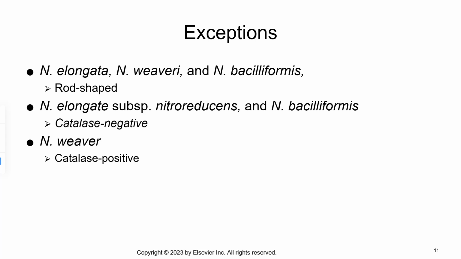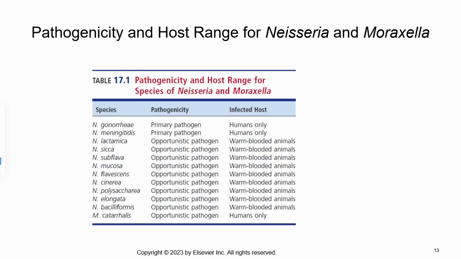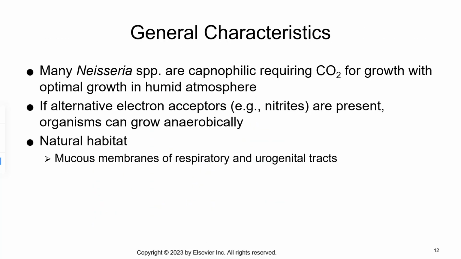Again, they list a lot of different species just so you have exposure, but the main ones you are responsible for knowing are those 3 pathogenic species from this slide: gonorrhoeae, meningitidis, and then Moraxella catarrhalis. Many Neisseria species are capnophilic, requiring carbon dioxide for growth, with optimal growth in a humid atmosphere. If alternative electron acceptors or nitrates are present, organisms can grow anaerobically. Natural habitat: the mucous membranes of respiratory and urogenital tracts.